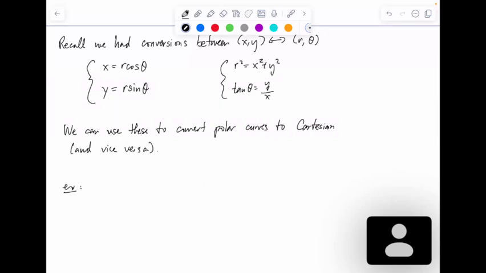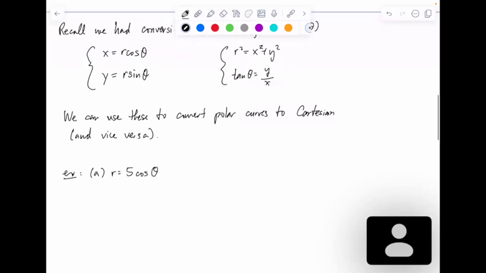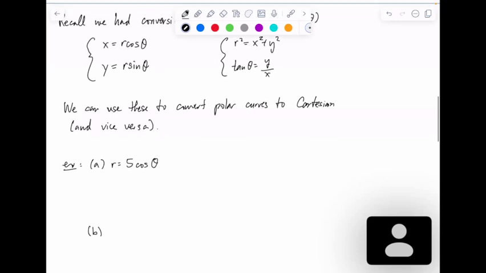Let's do two examples actually. Let's do example A, which is r is equal to 5 cosine theta, and then B is going to be r squared cos 2 theta is equal to 1. Okay, so these are the two curves that I have in polar coordinates.